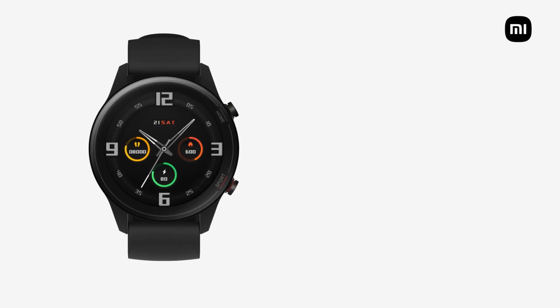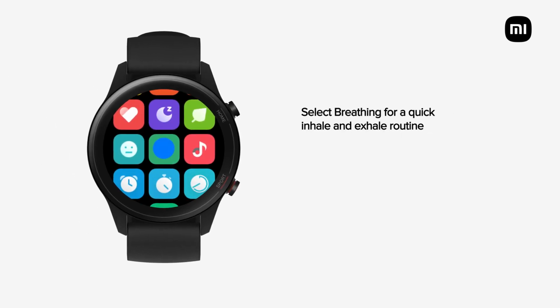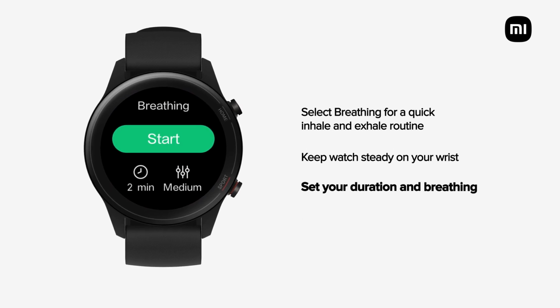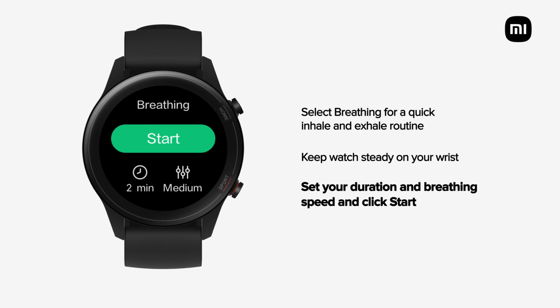How to track your breathing. Select the breathing function. Make sure the watch is placed steadily on your wrist. Set your preferences for duration and breathing speed, then click the Start button.